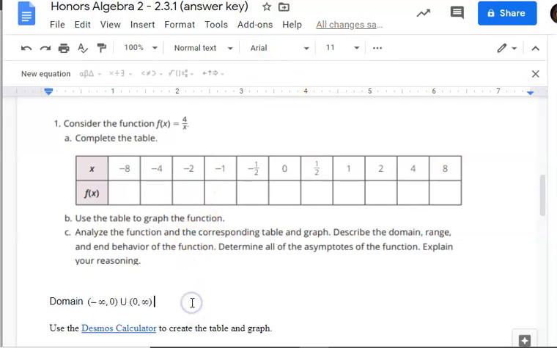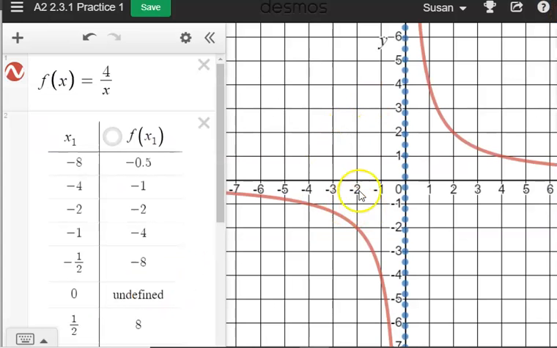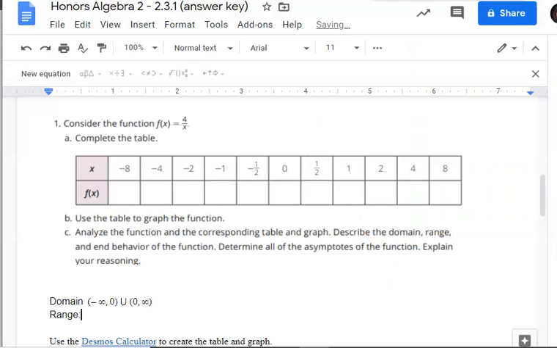All right, next it says the range. Well, the range is sort of like the domain. Let's go back and look at it again. The range is also going from -infinity to 0. It doesn't touch the x-axis. That's where the y is 0. And then it goes up forever. So the range is the same. So I'm just going to copy this, and I'm going to paste it here.